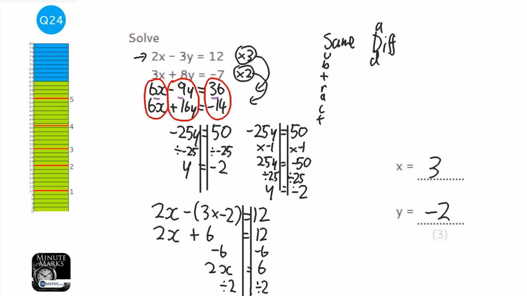Now we can put that into the second equation to check that it works. So we've got 9 and then minus 16. 9 take away 16 is minus 7.